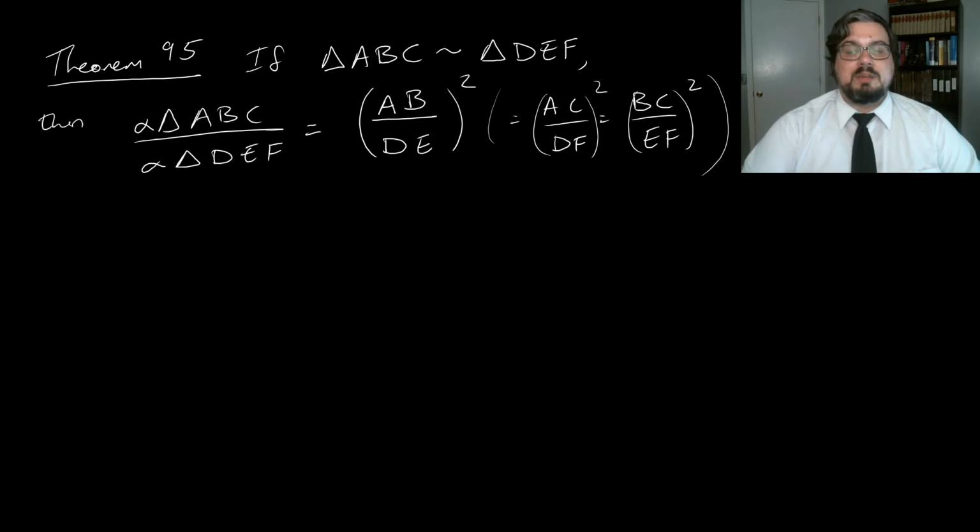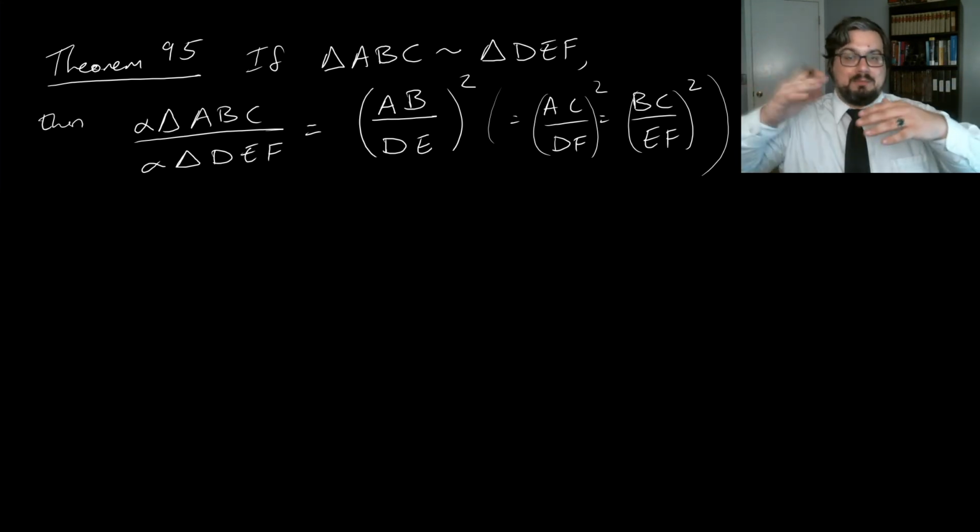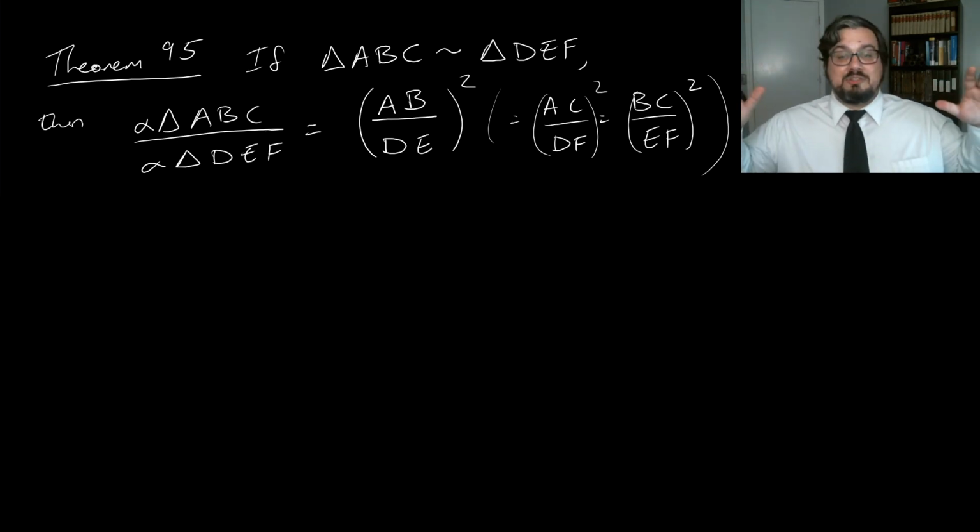One way of intuiting what's going on here is that area is essentially a two-dimensional measurement, whereas similarity says that the one-dimensional measurements between the two triangles all sit in the same proportion with one another. And so as we move from a statement about one-dimensional measurements, the side lengths, up to a statement about two-dimensional measurements, the areas, then the ratios change by essentially squaring them.